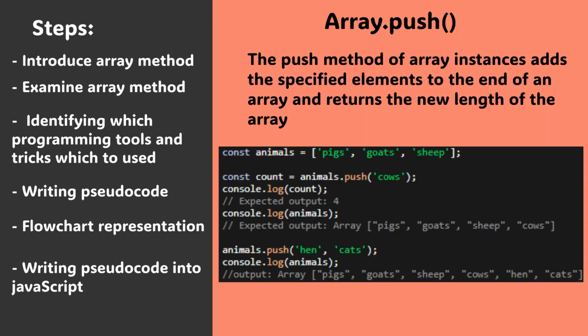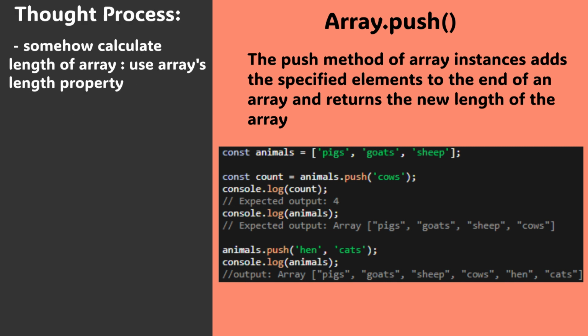First is the array.push method. The push method of array instances adds the specified elements to the end of an array, and returns the new length of the array. So, from looking at the example input and output and the definition of the method, we have to somehow calculate the length of the array and then return it. Well, remember we could use methods that we have already built, so we could use the length method, actually property, to find the length of the array. Next, we have to add the given element to the end of an array, but we can't use the push method, so how?